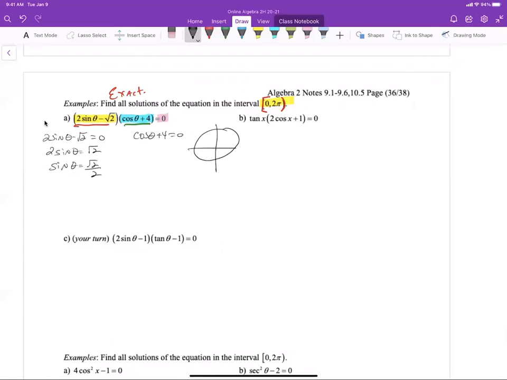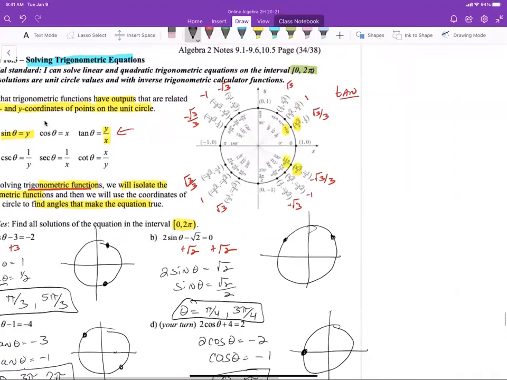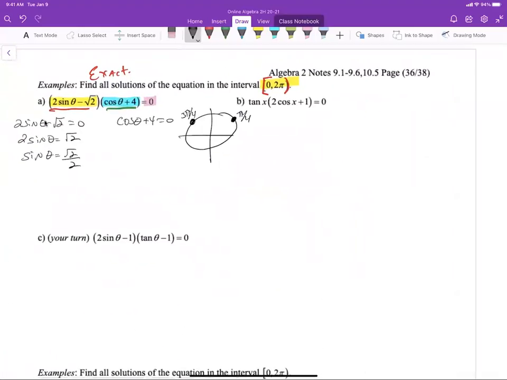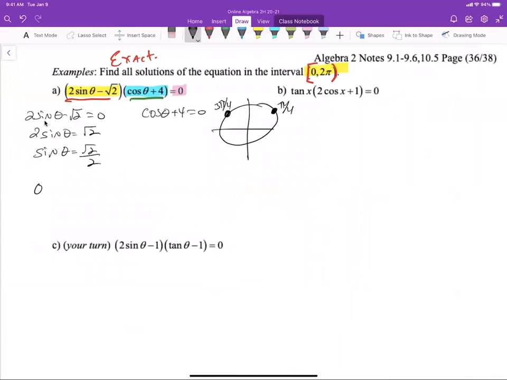Well, sine is associated with my y value. This is positive, so I know that this is located at my 45 degrees, and I have another one that is equal to my 45 degrees as well, but it's in the second quadrant. This is pi over 4. This is 3 pi over 4. And if you need to refer to the unit circle from the previous lesson, you can do it and you will be able to find those values, okay? The better you know this by heart, the faster and more efficient you're going to be. So I know for a fact that theta is equal to pi over 4 and 3 pi over 4.